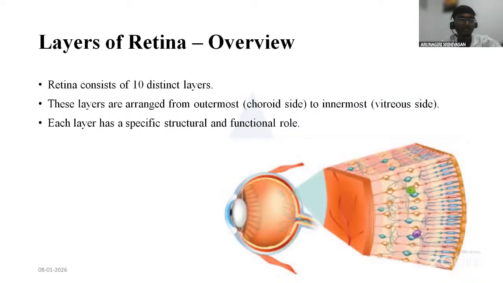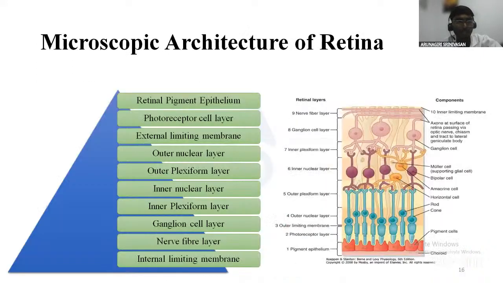Layers of retina. Retina contains 10 distinct layers. These layers are arranged from outermost, the choroid side, to the vitreous side. Each layer has specific structural and functional roles. This is the microscopic view of the retina. Internal limiting membrane, nerve fiber layer, ganglion cell layer, inner plexiform layer, inner nuclear layer, outer plexiform layer, outer nuclear layer, external limiting membrane, photoreceptor cell layers, retinal pigment epithelium.